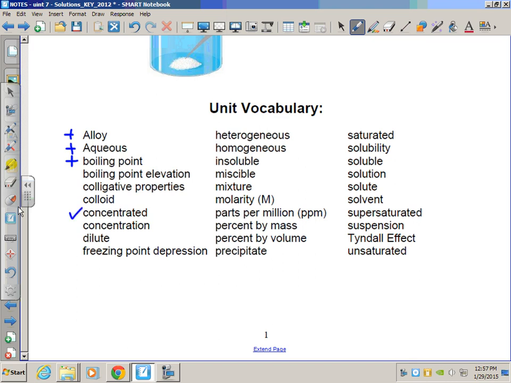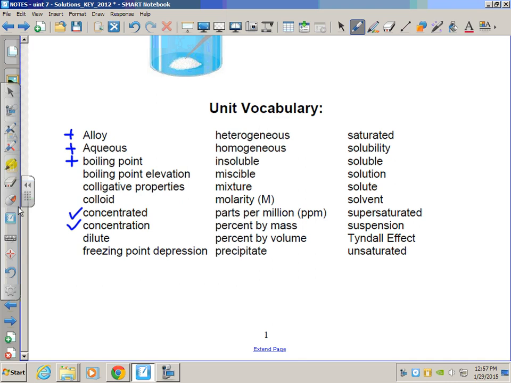Concentrated, I'm going to put a check next to that one. Concentrated and concentration. Concentration, I think you could definitely figure it out in a sentence. I think most of you know what it means to be concentrated, or what the concentration of, say, a solution is, but I'm not so sure that for $10 you could define it, if I put you on the spot.